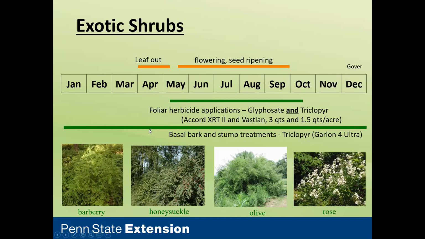I like to target my basal bark applications in this early season window, and I specifically schedule days to be in the woods applying basal bark applications very early season when these shrubs are leafing out and none of the native plants are, and I don't have any herbaceous vegetation up even at that time. I can be very selective with basal bark treatments at that time of year, and it's super effective on things like barberry, rose, olive, and even small honeysuckle are very easily controlled with basal bark applications.